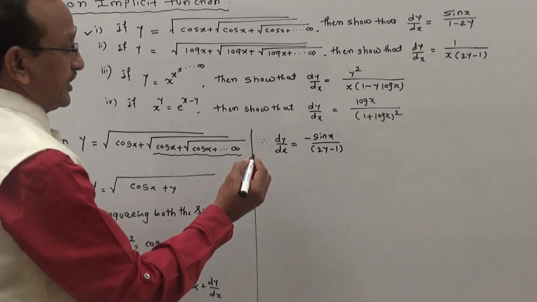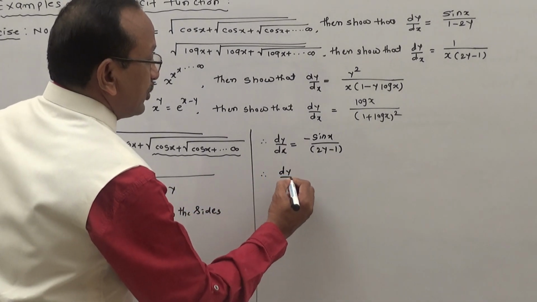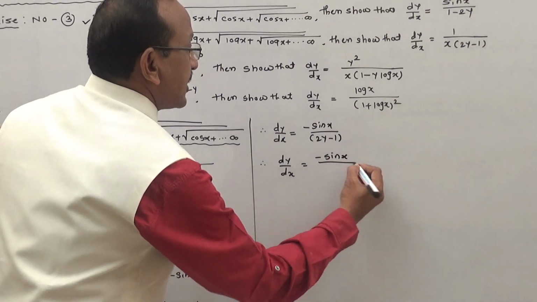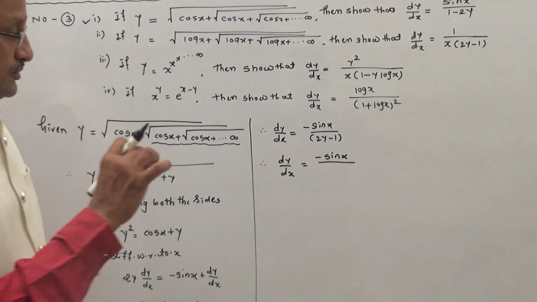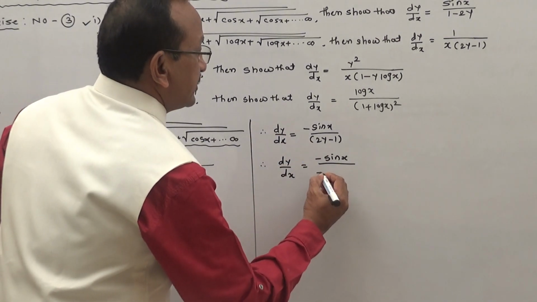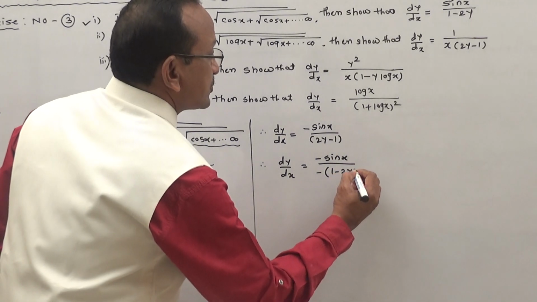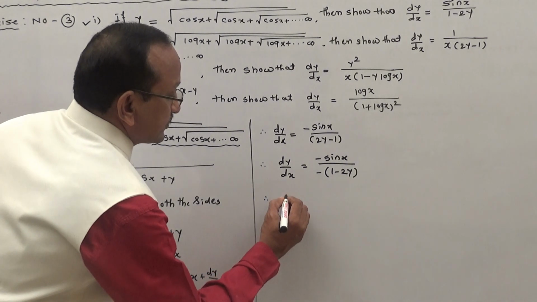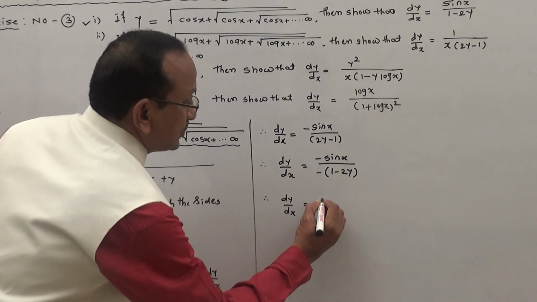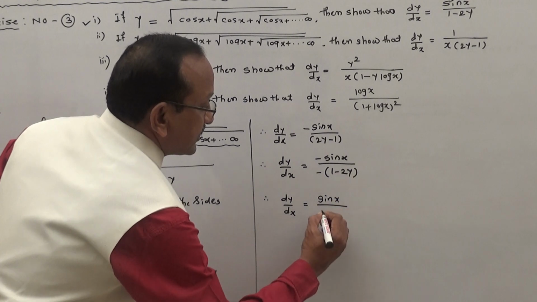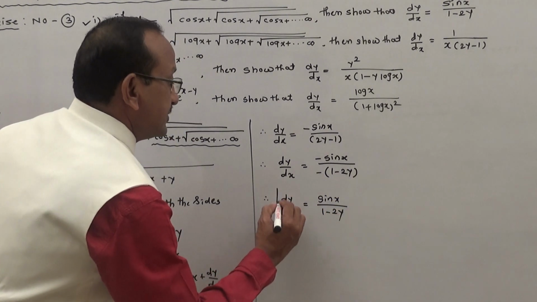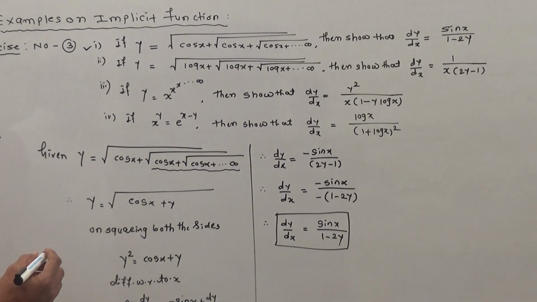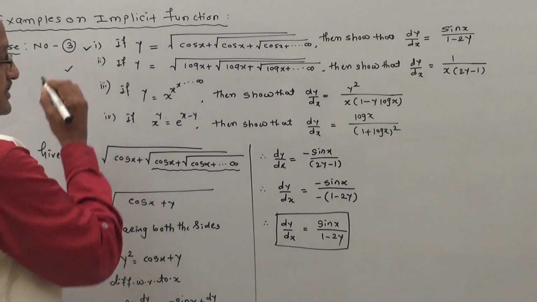So now take the minus sign common from the denominator. It is minus sin x upon minus (1 minus 2 times y), then minus minus is plus here. So dy by dx is equal to sin of x upon 1 minus 2y, which is the required answer.